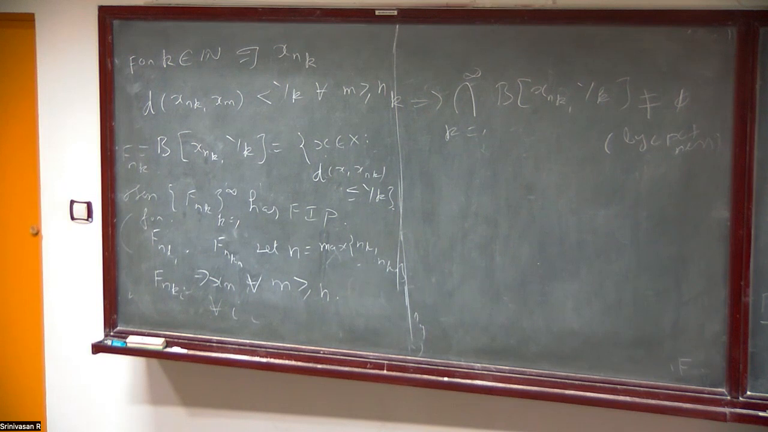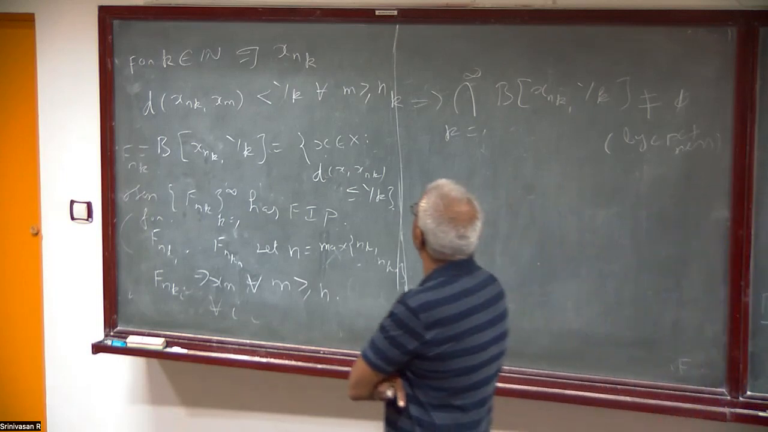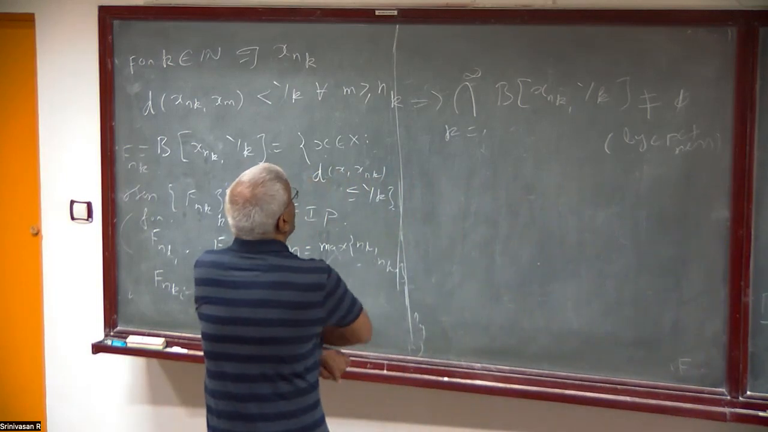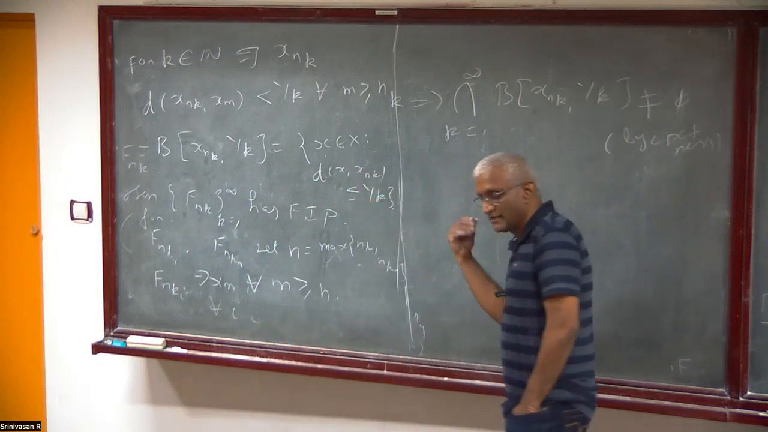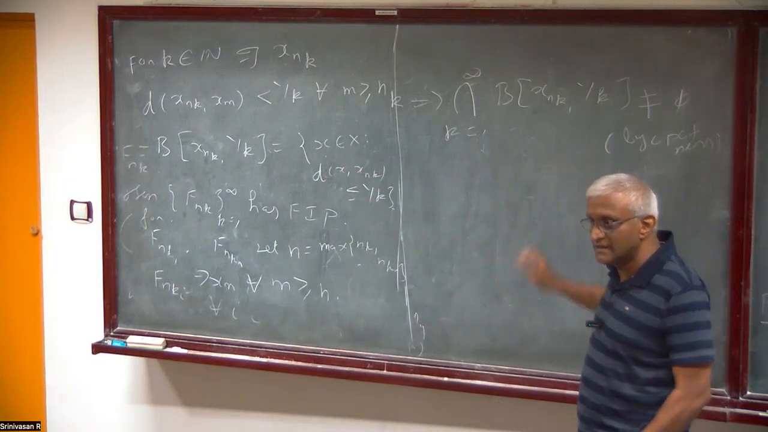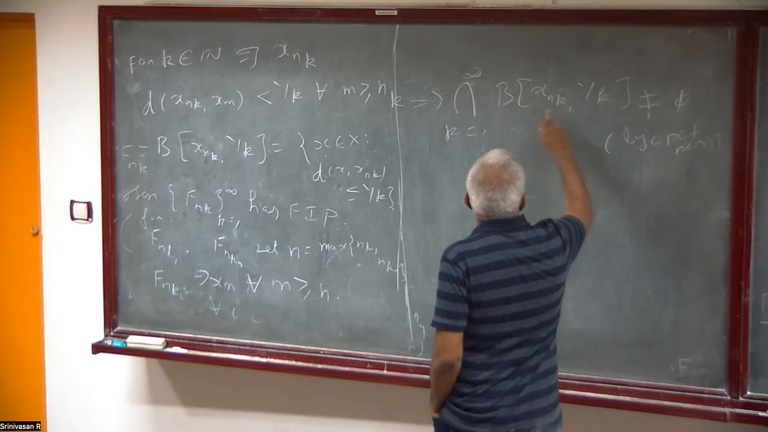Finite intersection, using the definition using finite intersection property, equivalent definition. Okay. So this is non-empty. But then this should contradict our... No, so this doesn't contradict. So we are not assuming that. So this is true. Now this intersection is non-empty.